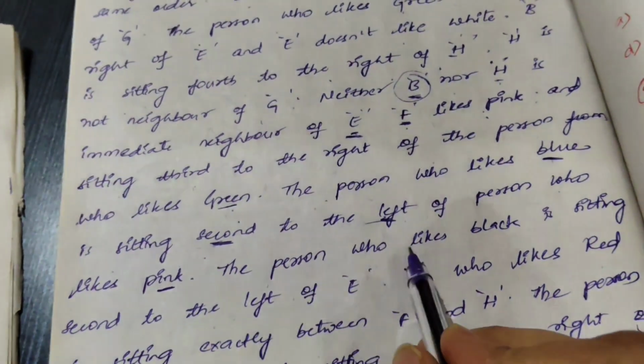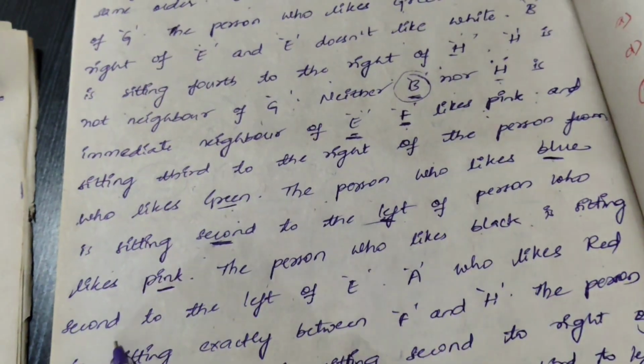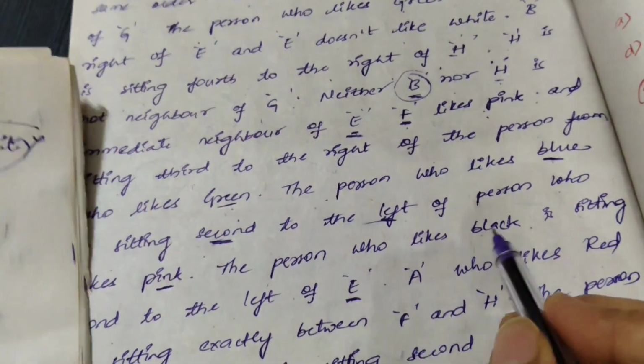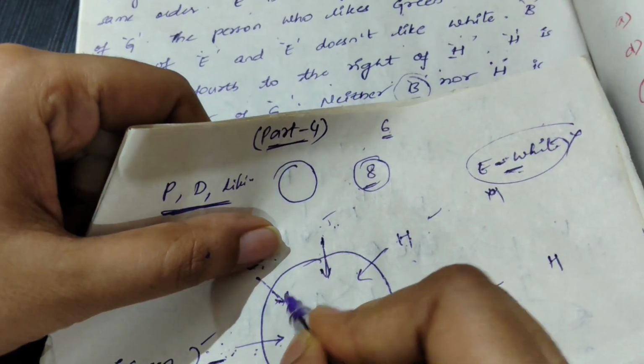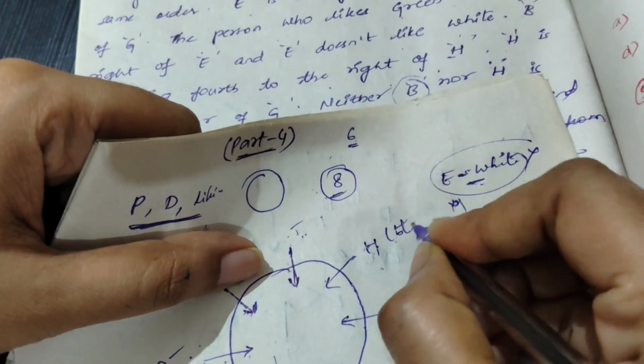Next, the person who likes black is sitting second to the left of E. So black is sitting second to the left of E. This is E. Second to the left means 1, 2. So H likes black.